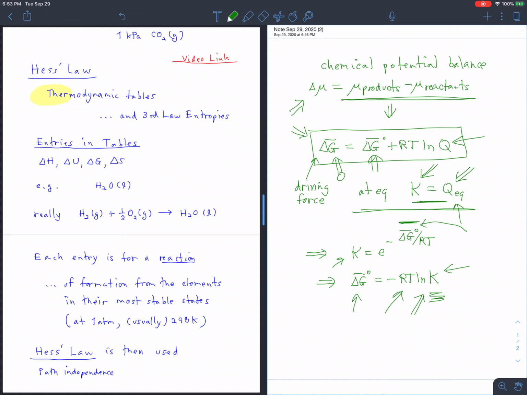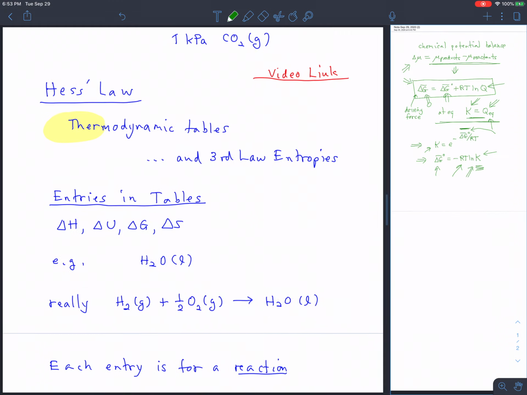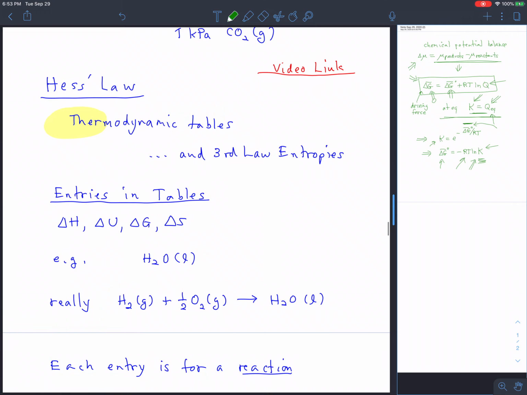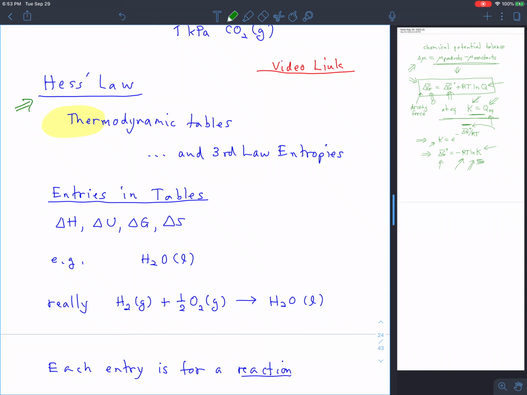All right. Now we're going to go on and look at a few more things that are related and relevant to this same topic. And one of those is just to get a little bit better understanding of where the entries in the thermodynamic tables come from, and why those particular entries are in the thermodynamic tables to begin with. And one of the reasons is this concept or rule that is called Hess's law.